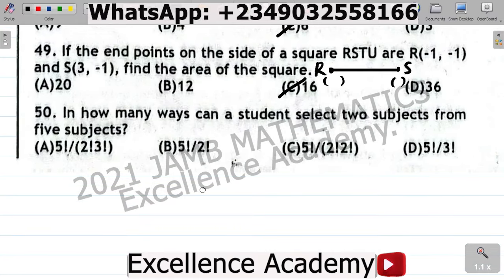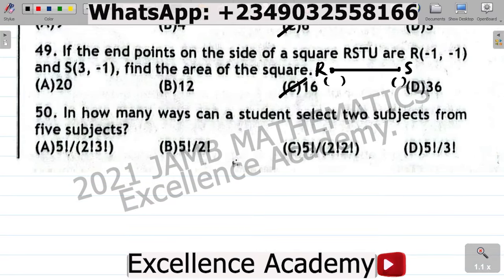Finally, question 50. Question 50 says, in how many ways can a student select 2 subjects from 5 subjects? Well, this is actually combination, right? You have to select 2 subjects from a possible 5 subjects. So in how many ways can that be done? The total number of subjects available is 5. You're selecting 2, so it becomes 5 combination 2.